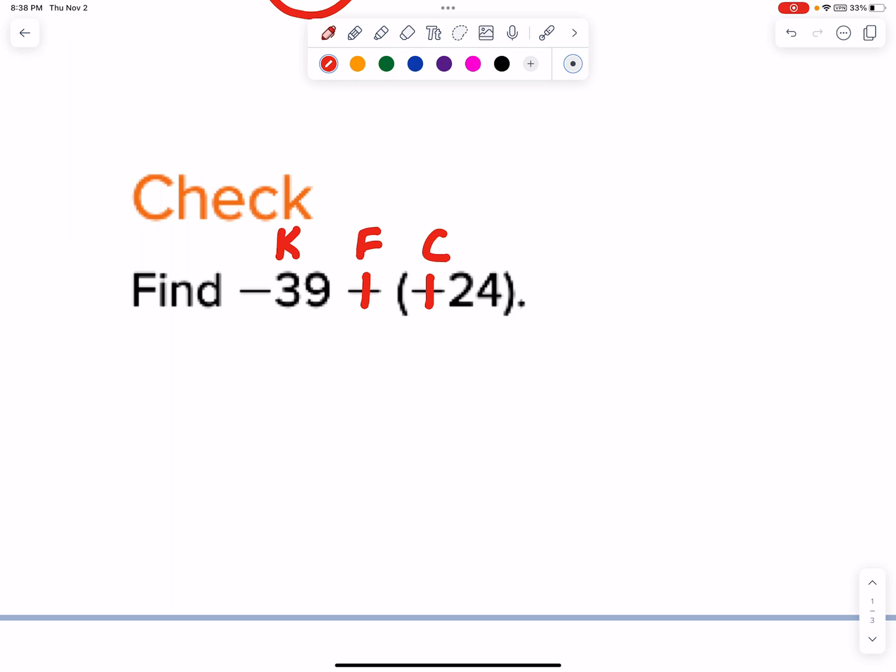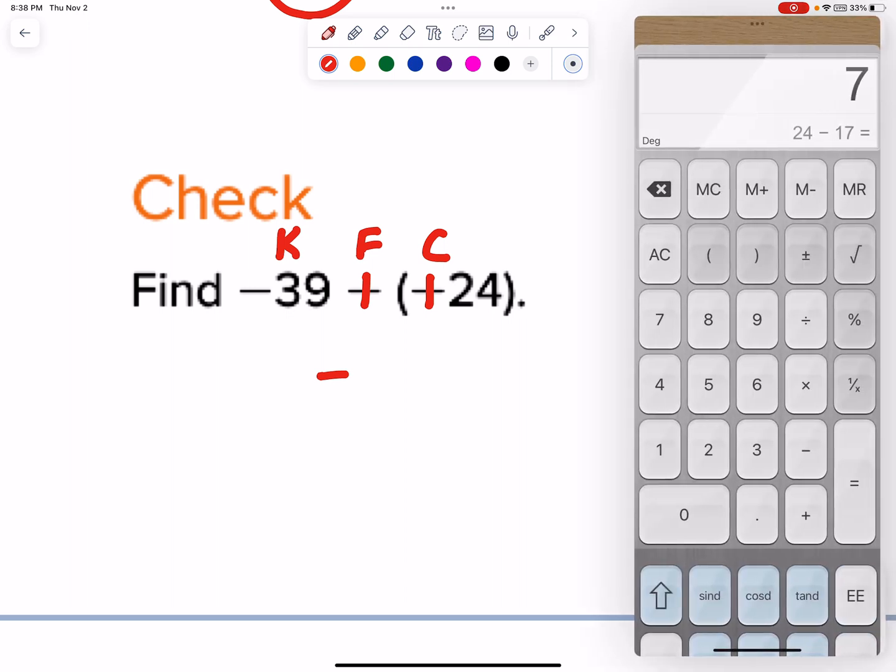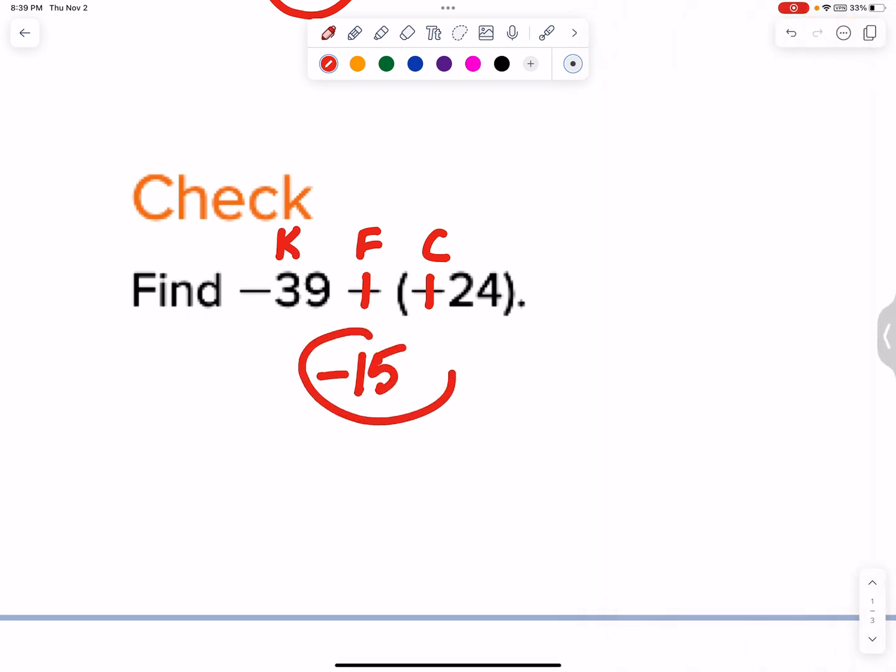Well, the bigger number is 39 compared to 24. We're ignoring the signs. And 39 is bigger, that's negative. So that means our answer is going to still be on that negative side of the number line. So let's go ahead and do our different signs, subtract. 39 minus 24. And we have 15. So we land at negative 15.